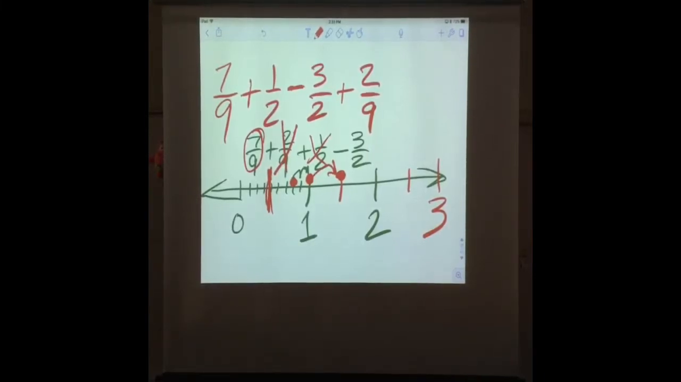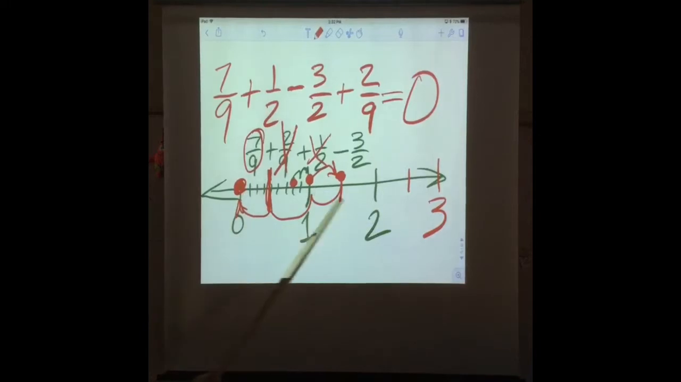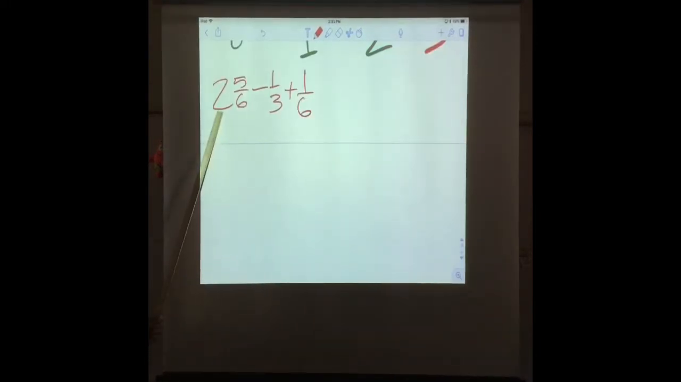So, here we go. Are you ready? Yes. 1 half, 2 halves, 3 halves. So my answer ends up being 0. That is so weird, isn't it? It's amazing. That is amazing. Okay, let's look at this problem. 2 and 5/6 minus 1/3 plus 1/6.